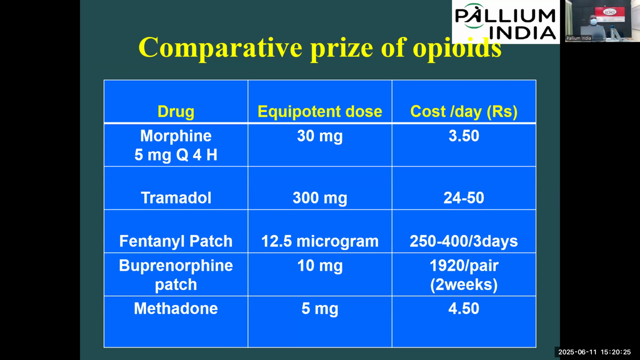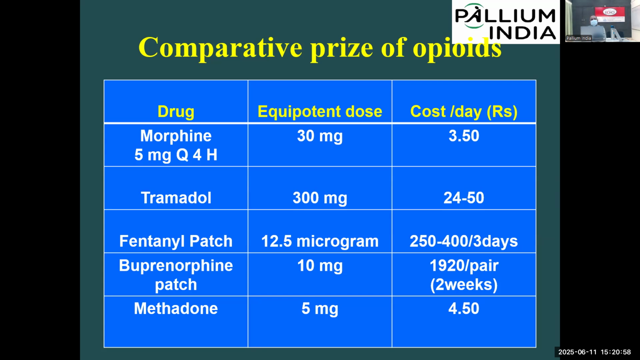And to get the same pain relief with the fentanyl patch, the patient has to spend 250 to 400 rupees. And there is something called buprenorphine patch. If that is being used, it is 1920 rupees. And if you use methadone, it is 4 rupees 50 paise. So look at the comparison. We can give pain relief with various medication. And the cost is from 3 or 4 rupees to 2000 rupees.